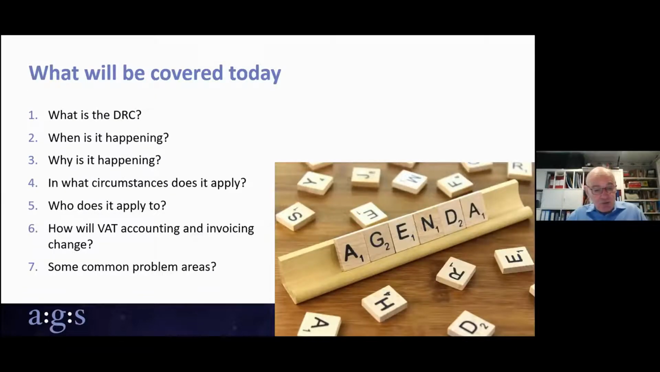In terms of what we're going to cover, I'll briefly deal with just in short terms what the DRC is, when it's happening and why it's happening. Main part will be talking about the circumstances under which you must apply it and who it must apply to. We will then look briefly at how VAT accounting and invoicing will change and deal with a few problem areas or a few issues that we know have arisen already.